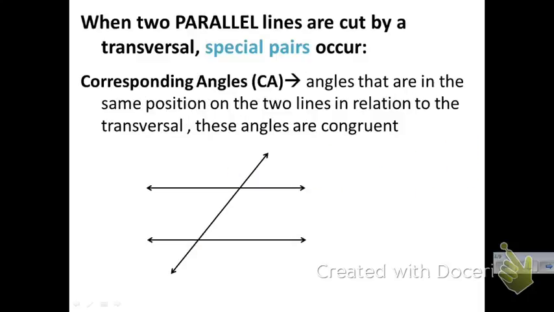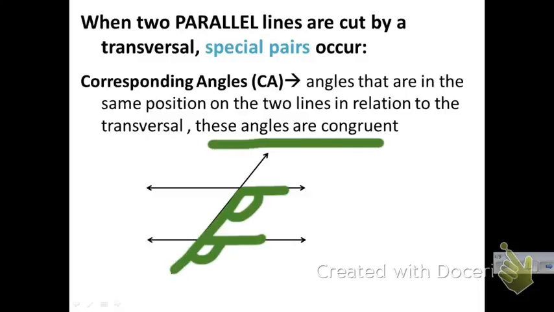Corresponding angles are angles that are on the same position on the two lines in relation to the transversal. And if you remember, I like to say these angles form the F. So I have an angle here and an angle here. And because the lines are parallel, then the angles will be congruent. And we have several pairs of these.